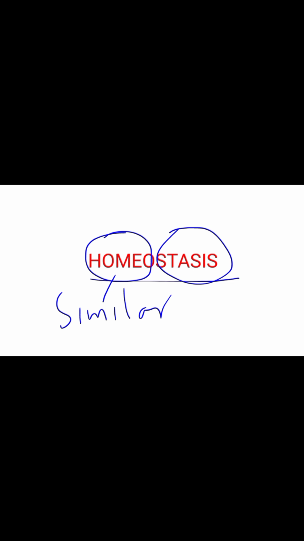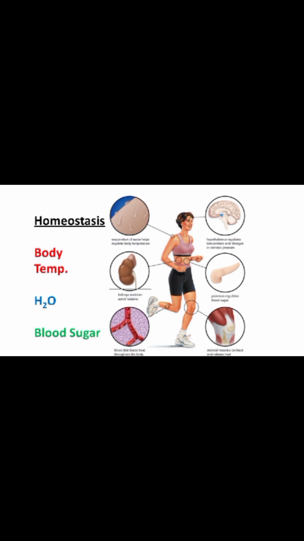Homeostasis is derived from two Greek words, homeo and stasis. Homeo means similar, while stasis is from the word static, that means standing still. So what is the meaning of homeostasis? Homeostasis simply refers to the maintenance of the internal environment of an organism in response to the external environment.